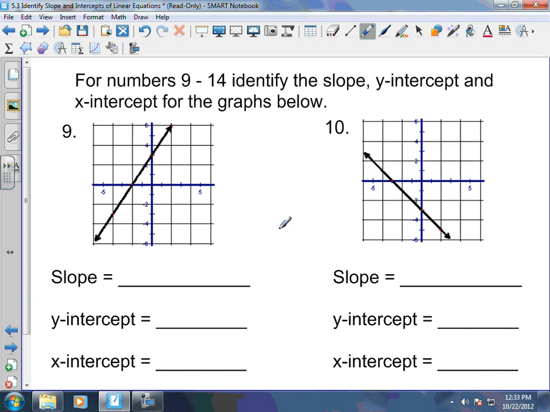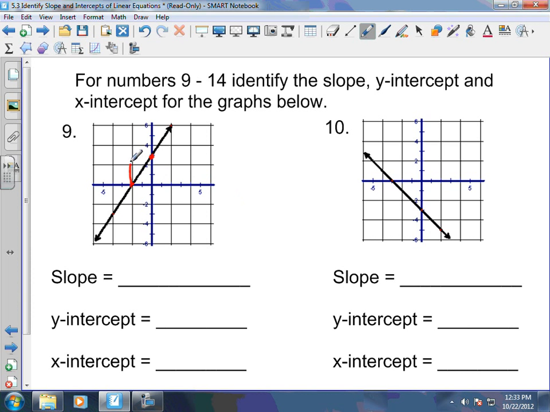We need to identify the slope, y-intercept and x-intercept. Well, you already know how to identify the slope when you have something graphed. Here are my 2 points. Now be careful because these half lines, look at here. That's a 2, that's a 4. So 1, 2, 3, 4. These half lines are actually holes. Okay? So how many do I go up?